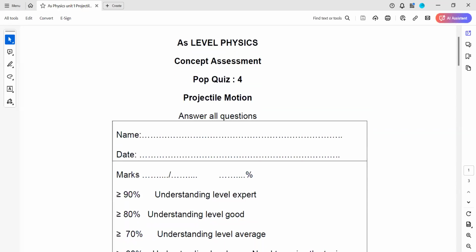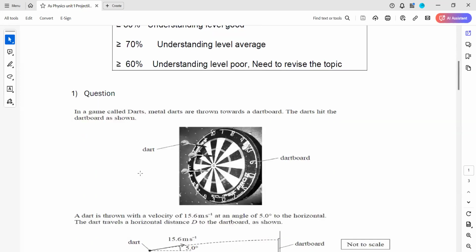First, we'll start with the projectile motion topic. The pop quiz 4.